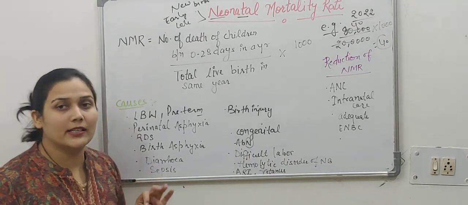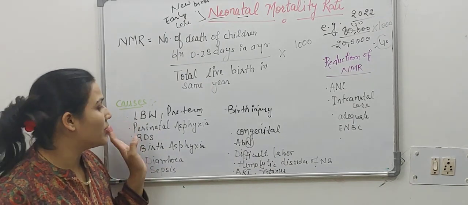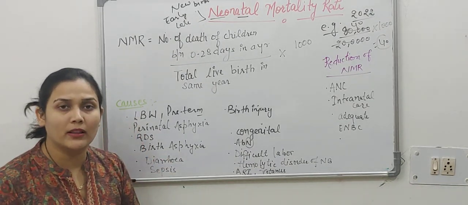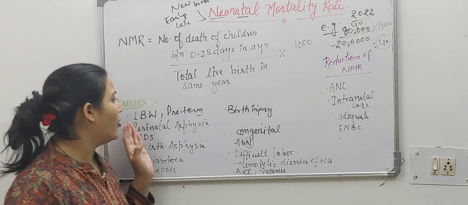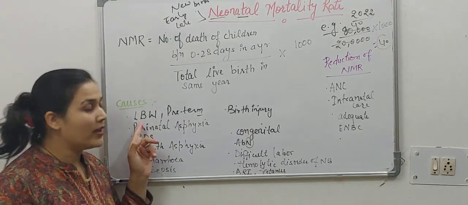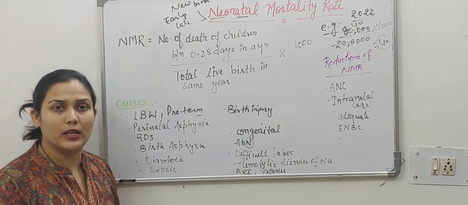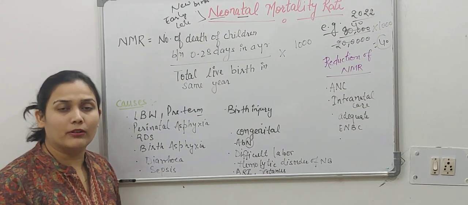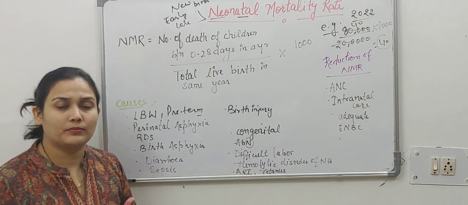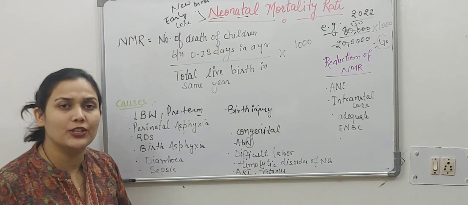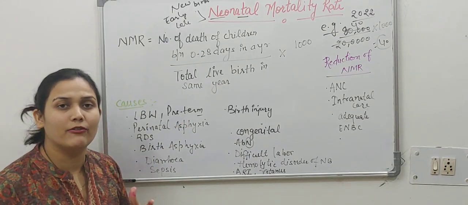Now we will be discussing the causes of high neonatal mortality rate. Either the babies are born with low birth weight. The normal weight of a newborn is 2.5 to 3.5 kg for a normal Indian baby. If the weight is less than 2.5 kg, or extremely low birth weight babies are less than 1 kg, or the babies who are preterm, born at 6, 7 or 8 months of gestation, that means before 37 weeks of gestation, these are preterm babies.